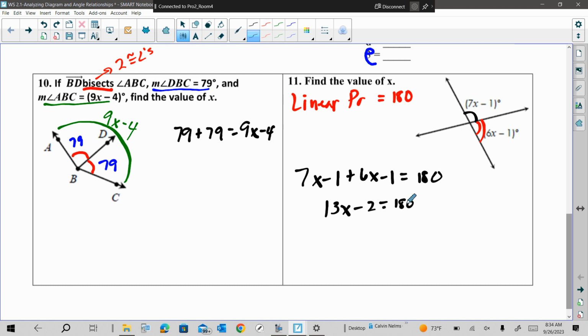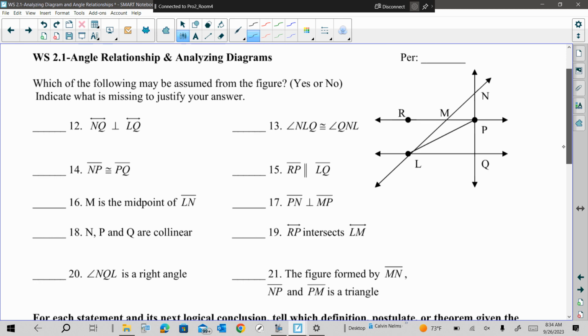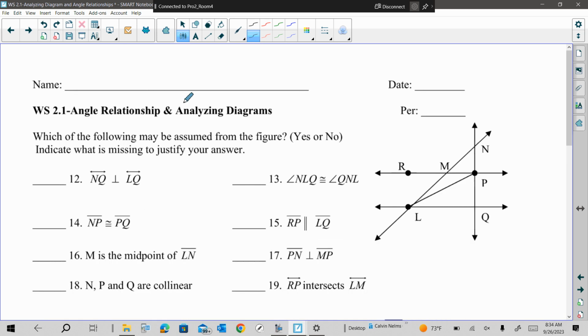Okay, so when you get to the back, flip the worksheet over real quick. Now we're back to what we started this unit with. Analyzing diagrams, true or false, and then drawing conclusions. Which of the following may be assumed, yes or no? Indicate what's missing to justify your answer.